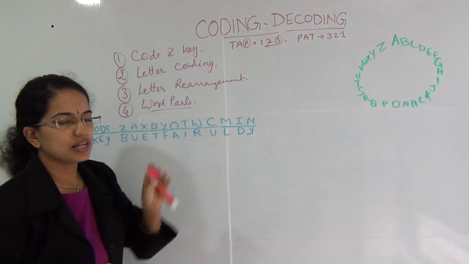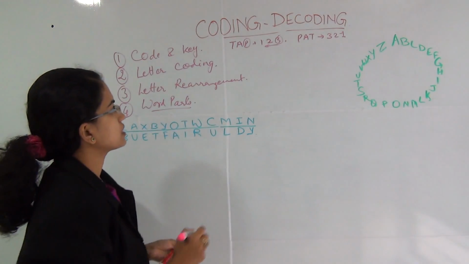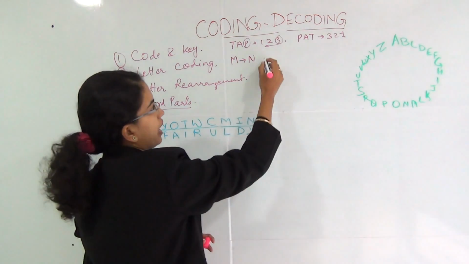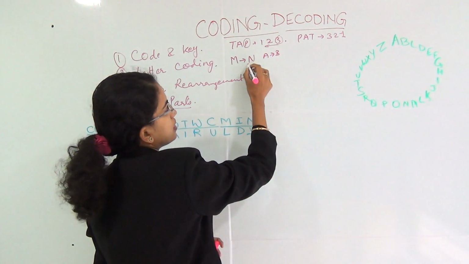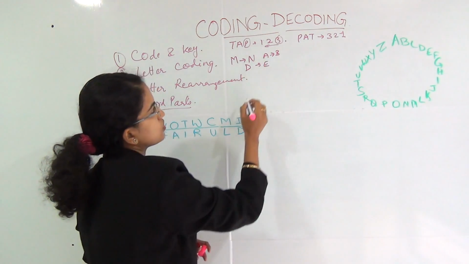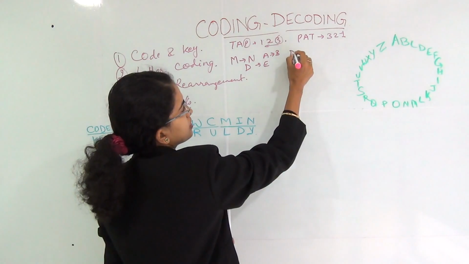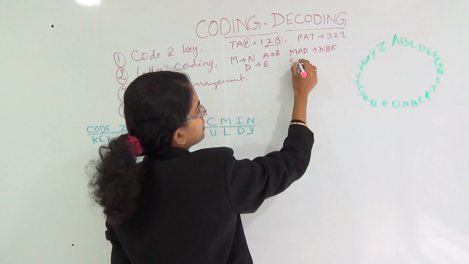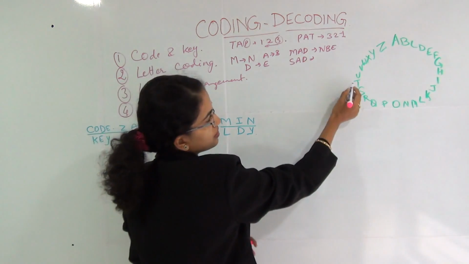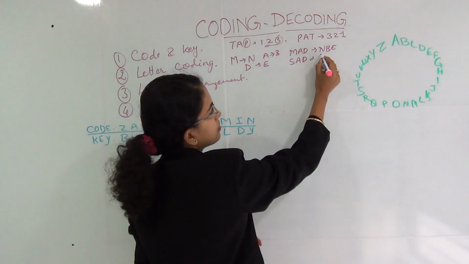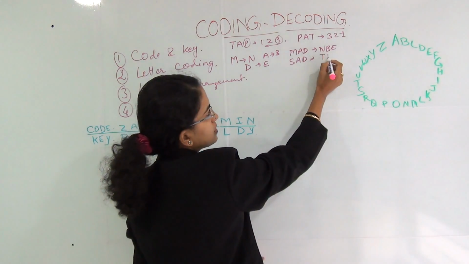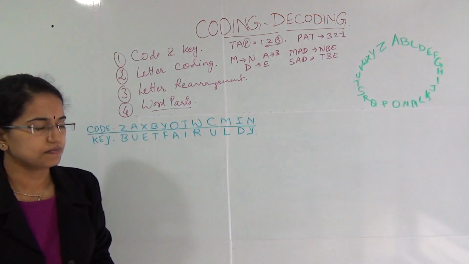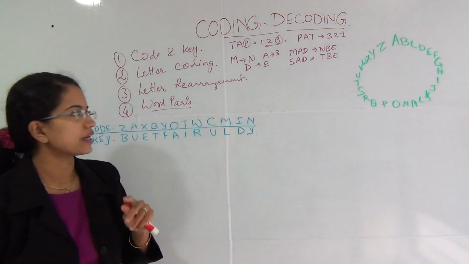Now, letter coding is similar to the alphabet series, where, for example, it can be one step forward, so M becomes N, A becomes B, D becomes E. So if MAD becomes NBE, what would SAD be? S jumps one step forward, so it becomes T, A again jumping one step forward becomes B, and next to D comes E, so it would be TBE. So that is what letter coding is.